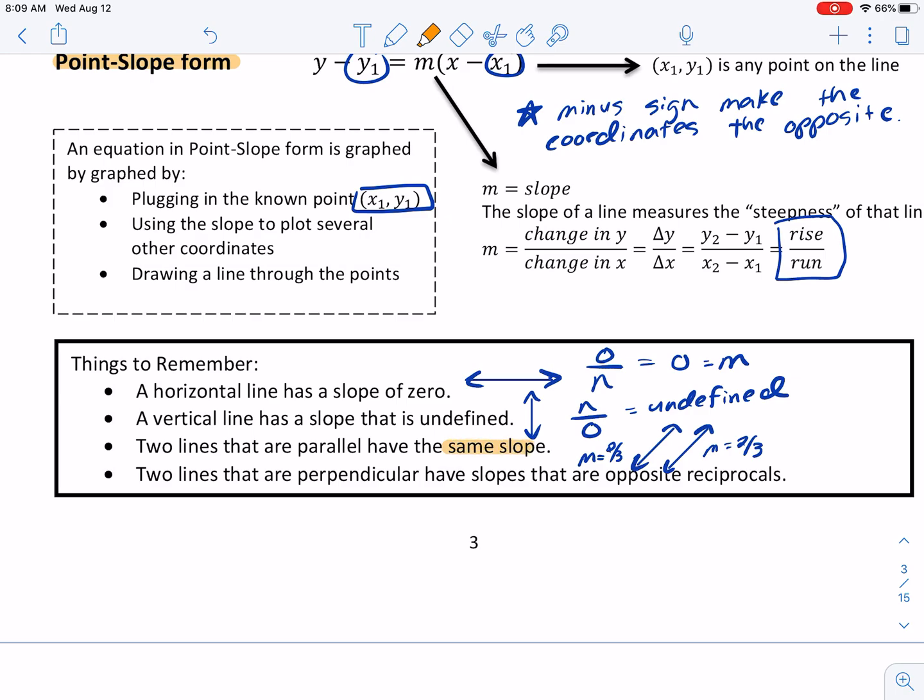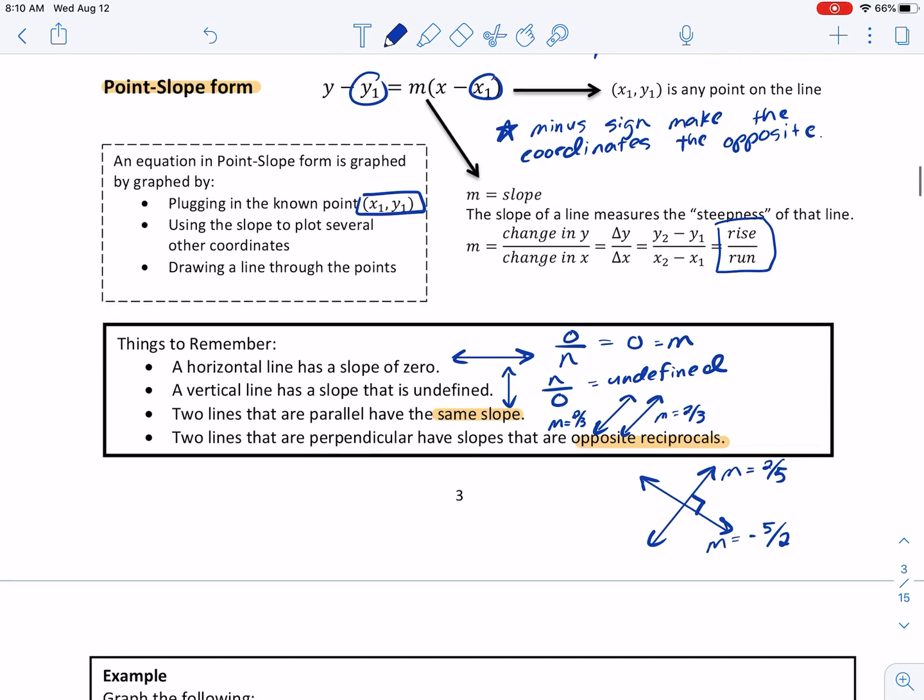And then perpendicular lines, slopes that are opposite reciprocals. Remember, perpendicular lines are lines that intersect at 90-degree angles. So two lines that intersect at 90-degree angles. If this was a slope of, say, let's say 2/5, then this slope would need to have the opposite reciprocal. Opposite meaning negative, reciprocal meaning flipped. So -5/2.